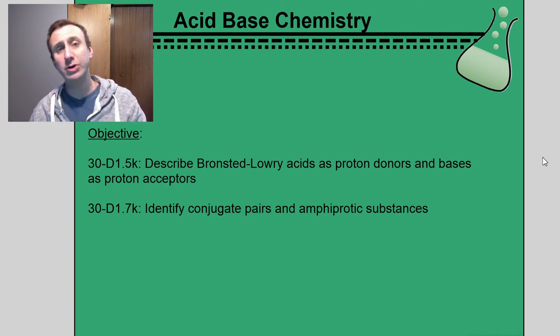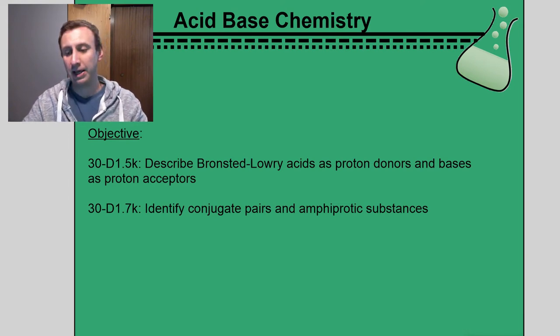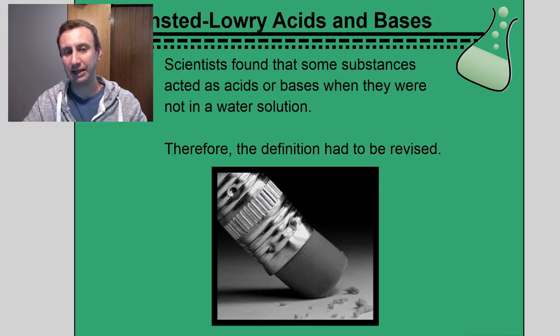We're going with a new definition of acids and bases today, so we're kind of going the next step in our understanding of the theory of acids and bases. So today's objectives are to describe Bronsted-Lowry acids as proton donors and bases as proton acceptors, and to identify conjugate pairs and amphiprotic substances. So really the answer of what we're doing is right there: a Bronsted-Lowry acid is what we call a proton donor and a base is a proton acceptor, but we're going to get into it and get more in detail.